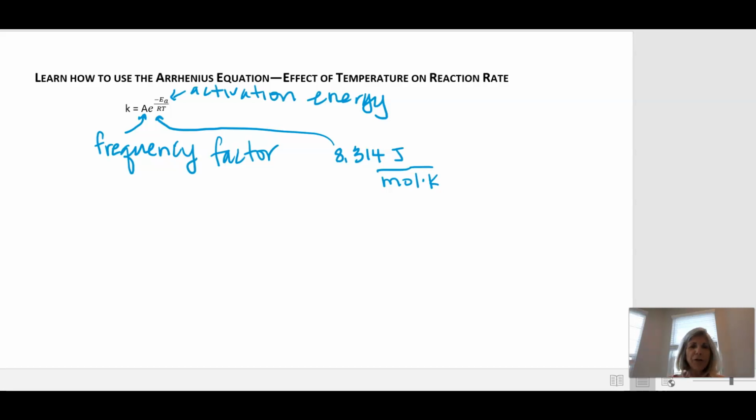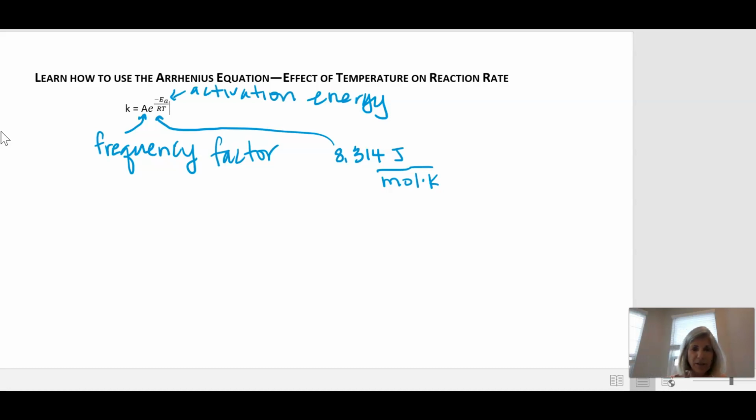Let's learn how to use the Arrhenius equation. Here we have the Arrhenius equation. You can see that K is the rate constant. We learned about the rate constant when we did the rate law. A is the frequency factor. EA is the activation energy. R is 8.314 joule per mole K.